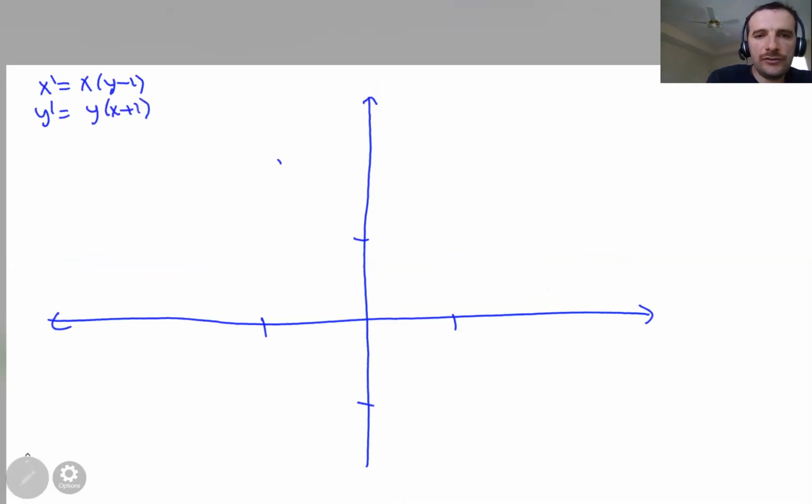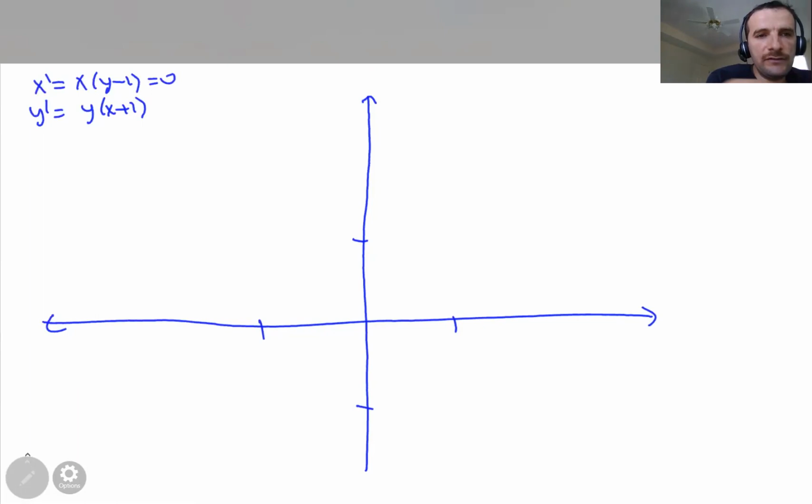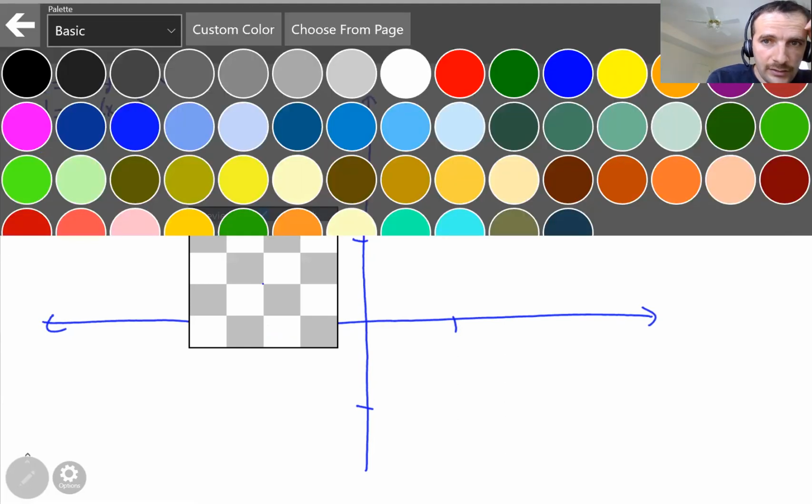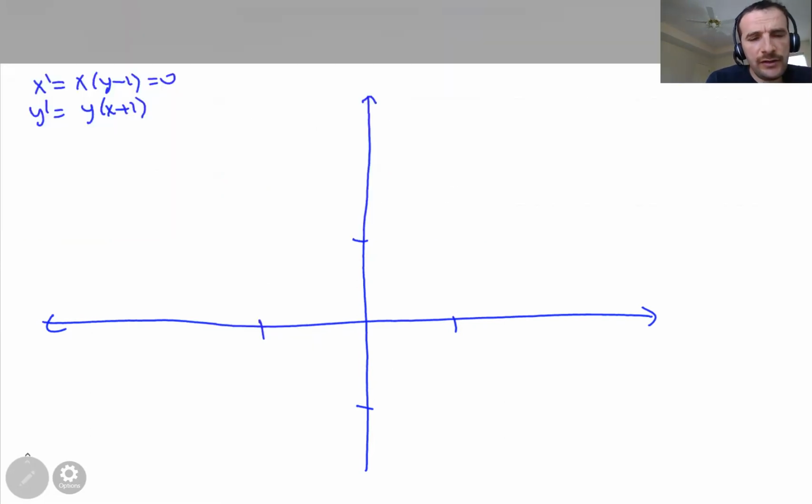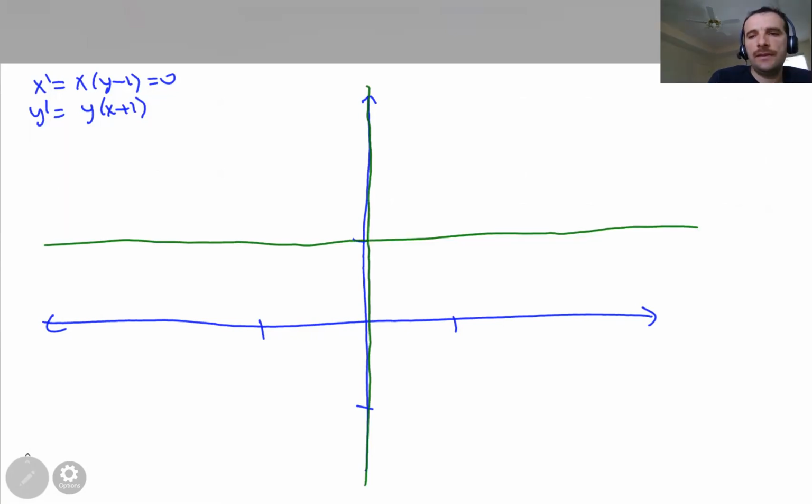Let's draw the null lines first of all. Okay. So set this guy equal to 0. We get x is equal to 0 and y is equal to 1, right? So let me use other different colors. Let me pick green. So x is equal to 0 and y is equal to 1. X is equal to 0 is this, right? And y is equal to 1 is that. So the green is for the x nullcline.